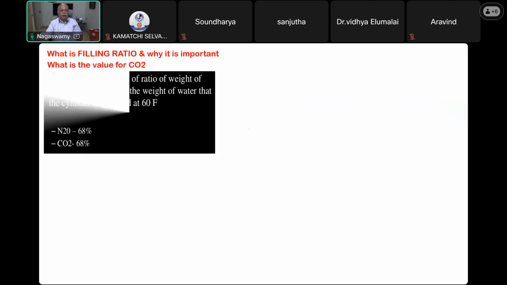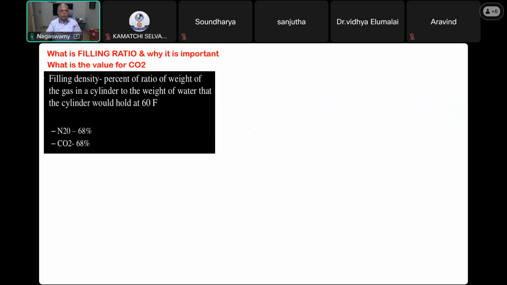The filling ratio is the percent ratio of the weight of the gas in the cylinder to the weight of the water that the cylinder can hold at 60 degrees Fahrenheit. So it is compared with the weight of water which can be filled in the cylinder. It is applicable only to gases which become liquid, not to permanent gases. So there is no filling ratio for oxygen or air.